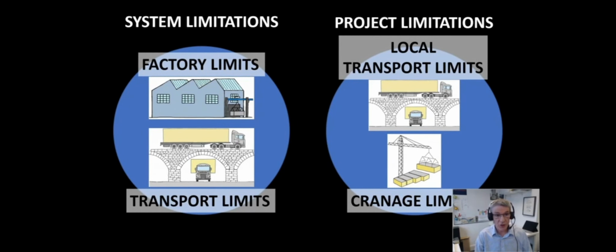The module manufacturer will look at limitations related to the system. So they will have factory limitations, the size of module that can be manufactured and lifted in the factory, what fits through the door, what fits through the factory. And then national roads will have allowable loadings, bridges will have limits on the heights. And then when you get in close to a project, you may have local limits that apply, bridge heights, road limitations, and cranage limits on the actual site.